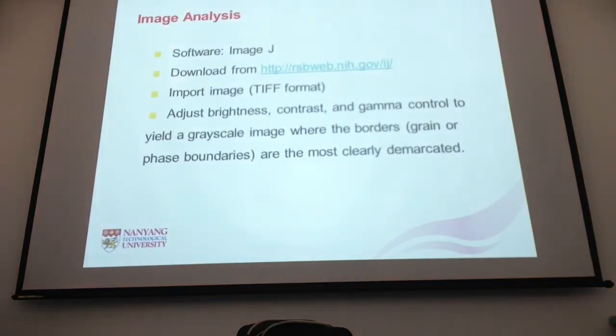In this experiment, the software is ImageJ. You can download it from this website. It's free, and the format of the image should be TIFF. The total process is just to adjust the brightness, contrast, or gamma control to yield an image for quantitative analysis.